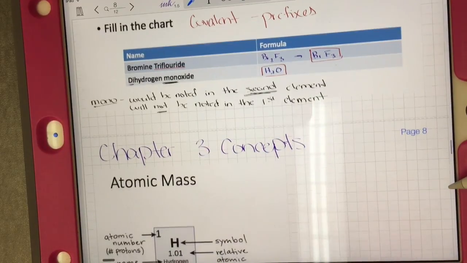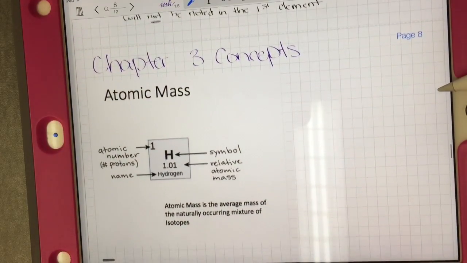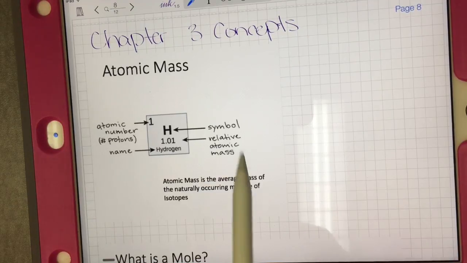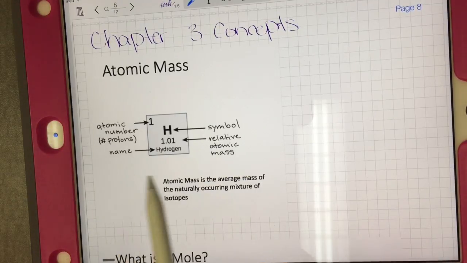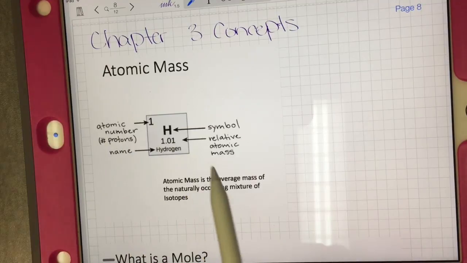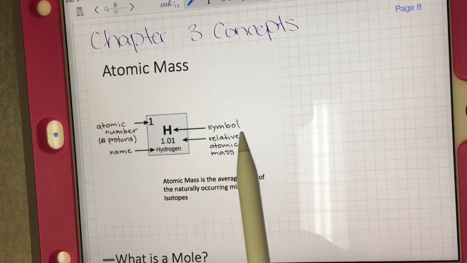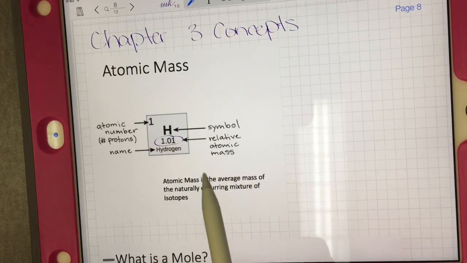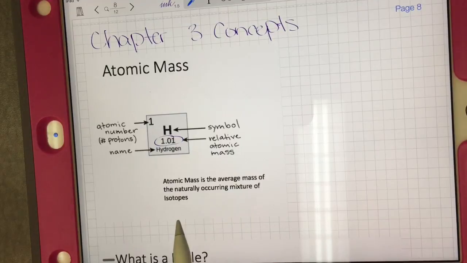And so we went over naming because naming is helpful to know when we move into chapter 3. In chapter 3 we're introduced to this idea of atomic mass. We learned this general setup of the periodic table in chapters 1 and 2, where to find what kind of information. And here we find the atomic mass. The atomic mass is the average mass of the naturally occurring mixture of isotopes found.